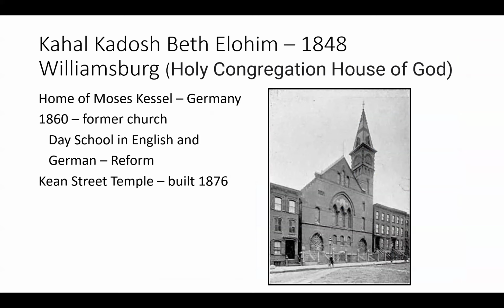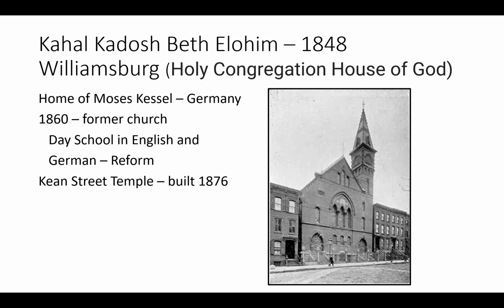In 1848, the German Jews established their first major synagogue. This is Kahel Kadosh Beit Elohim. Beit Elohim means the house of God, in Williamsburg. It was founded by German Jews. As you can see from the picture, very often a new religious group to the city would simply buy an apartment, turn it into a synagogue or a church, and then later would rent a place.